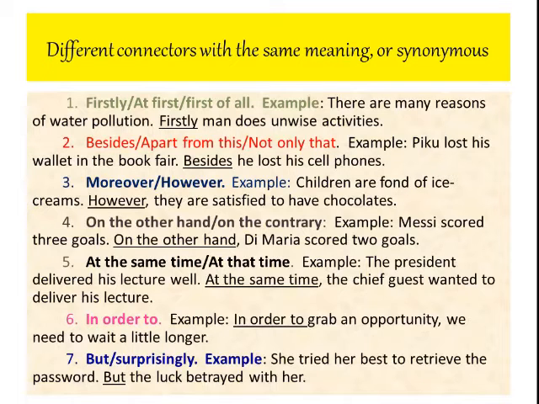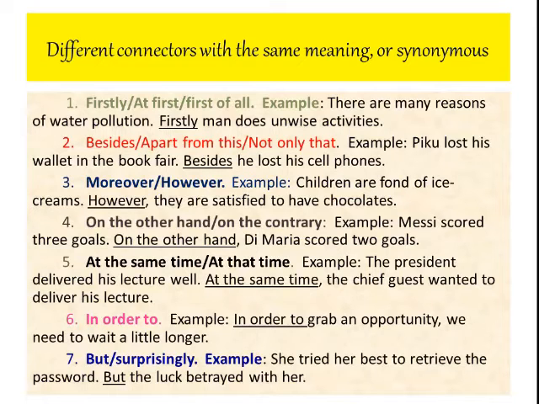Number 3, moreover and however, almost the same meaning. So look at the example. Children are fond of ice creams. However, they are satisfied to have chocolates. So it means that you can replace however with moreover. So you can see that sometimes sentence connectors 2 or 3 carry the same meaning. So in that case, you can use either one of them.